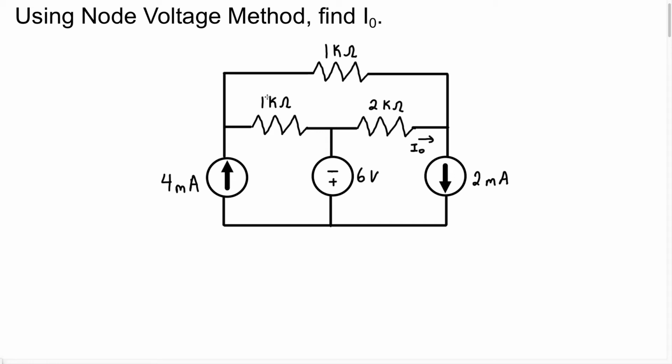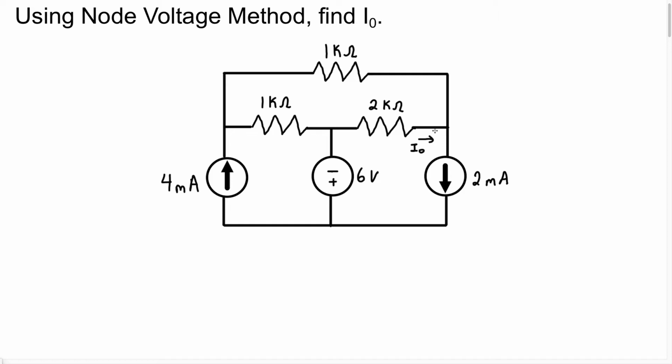In this video, we're going to use the node voltage method to find the current IO, which is the current flowing through this 2K resistor here in this direction. Now, because we're going to use the node voltage method, the first thing we want to do is to identify all of the essential nodes.